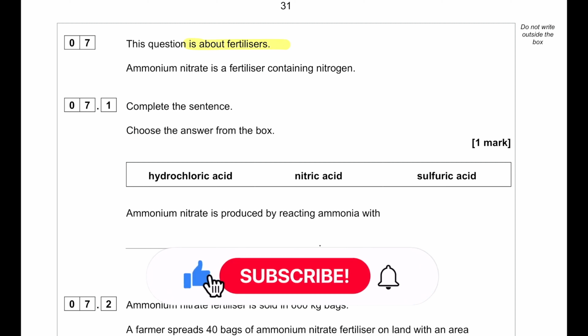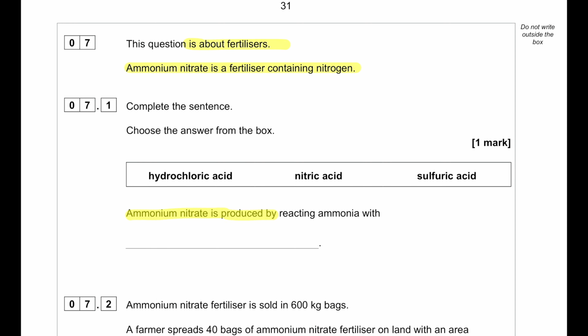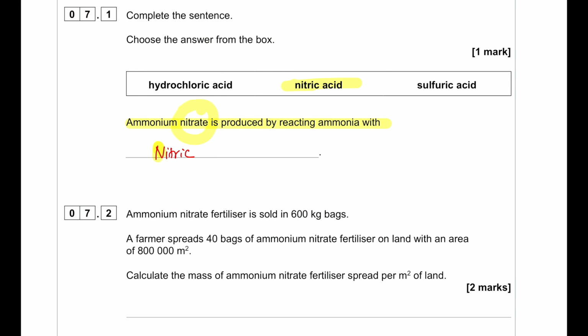The question is about fertilizer. Ammonium nitrate is a fertilizer containing nitrogen. Ammonium nitrate is produced by reacting ammonia with nitric acid, because it says nitrate. Ammonium nitrate fertilizer is sold in 600 kilogram bags.